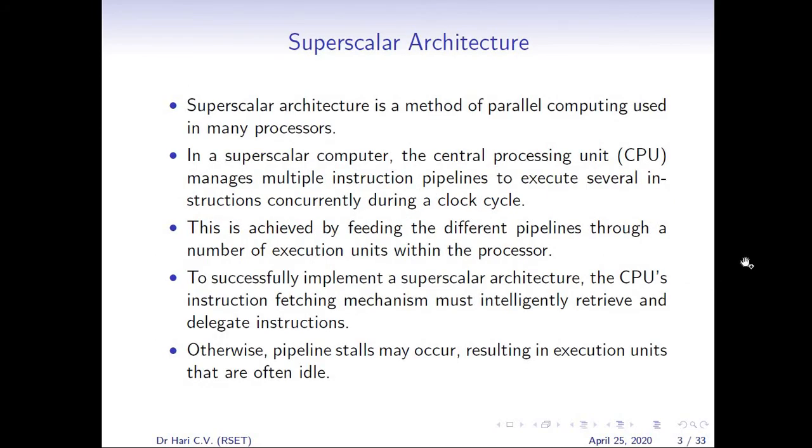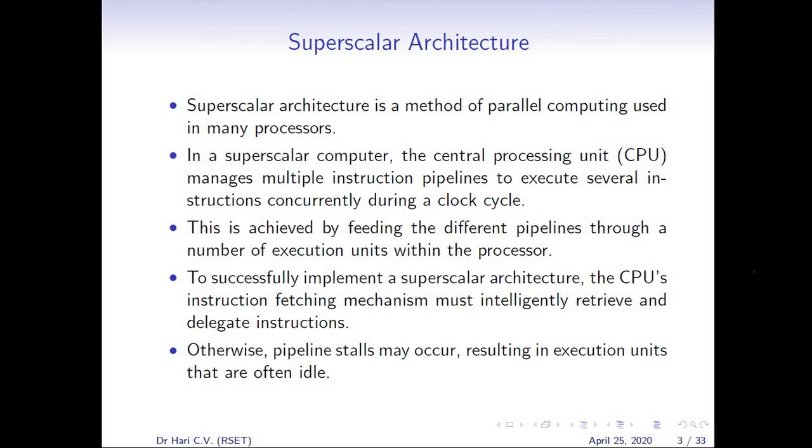First, the Superscalar Architecture. The Superscalar Architecture is a method of parallel computing used in many processors. In a superscalar computer, the central processing unit or CPU manages multiple instruction pipelines to execute several instructions concurrently during a clock cycle, which means the CPU helps to execute multiple instructions during a clock cycle, and hence the speed of the processor will increase. This is achieved by feeding the different pipelines through a number of execution units within the processor.